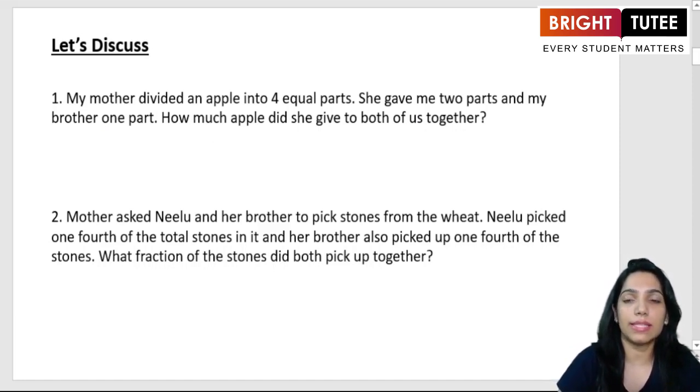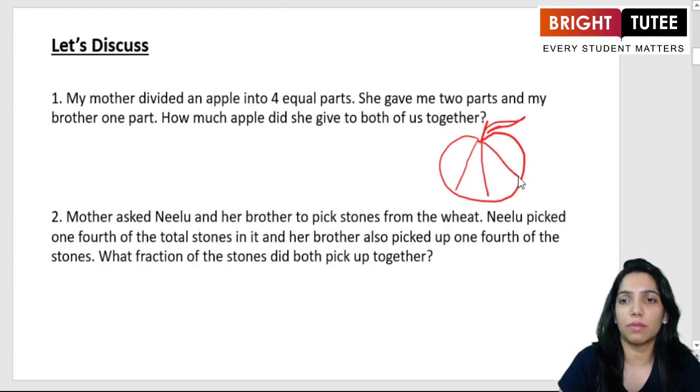So let's say this is the apple that mother divided into 4 equal parts. So let's say this is 1 part, second part, third part and fourth part. So now it says that she gave me 2 parts. So let's say these 2 parts were given to her and my brother 1 part. So let's say this is the part that was given to her brother. How much apple did she give to both of us?